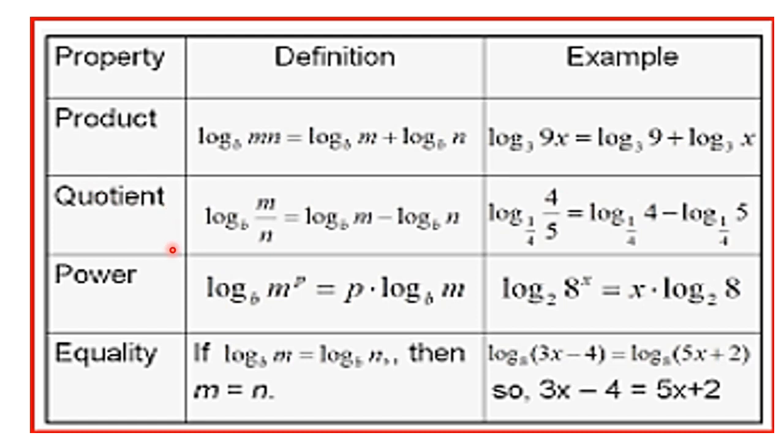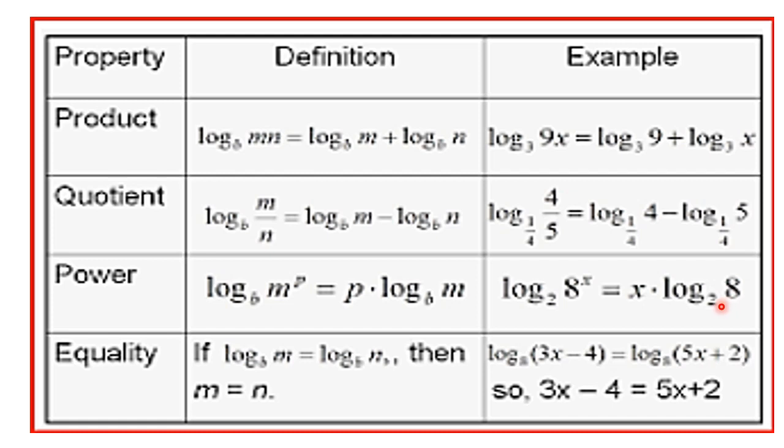Quotient property, the logarithm of m over n to the base b is equal to the logarithm of m base b minus the logarithm of n base b. Example, logarithm of 4 over 5 base 1/4 is equal to the logarithm of 4 to the base 1/4 minus the logarithm of 5 to the base 1/4. Power, the logarithm of m to the p base b is equal to p times the logarithm of m to the base b. Example, the logarithm of 8 to the x base 2 is equal to x times the logarithm of 8 to the base 2.